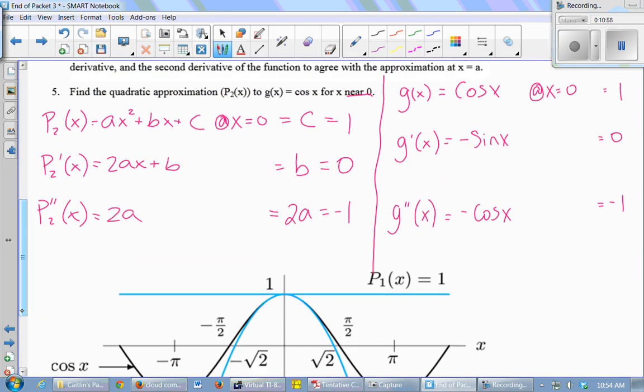For the second derivative, when I plug a 0 into my second derivative, you get 2a. When you plug a 0 into the function, you get -1. So 2a has to equal -1, which means that a has to equal -1/2. So I have found values for a, b, and c that will create a quadratic function whose function value, first derivative value, and second derivative value all agree with cosine x at 0. And it's -1/2 x squared plus 0x plus 1.